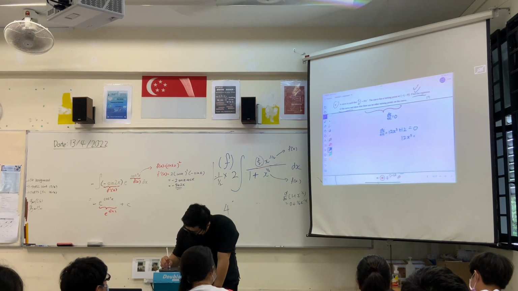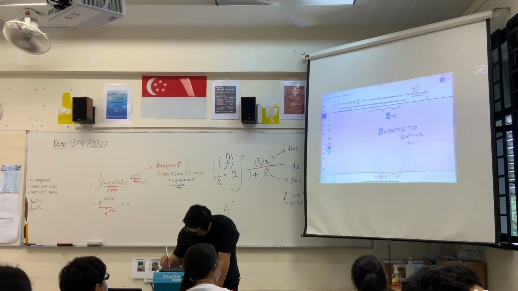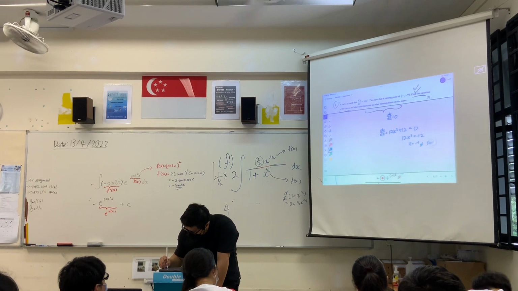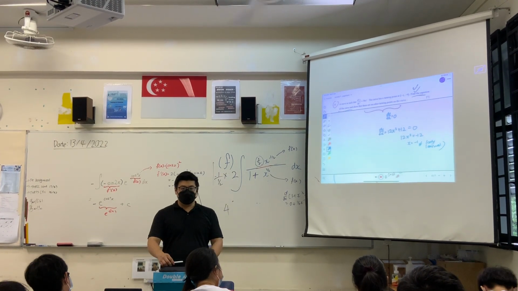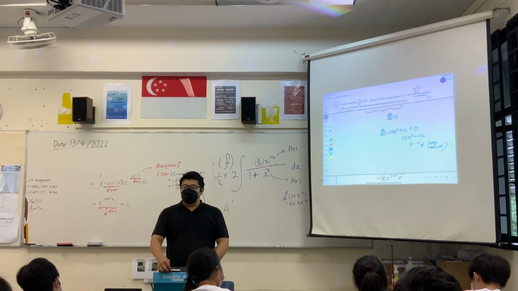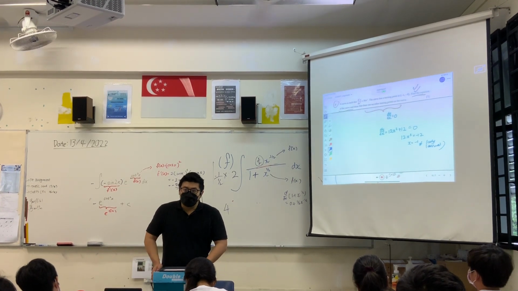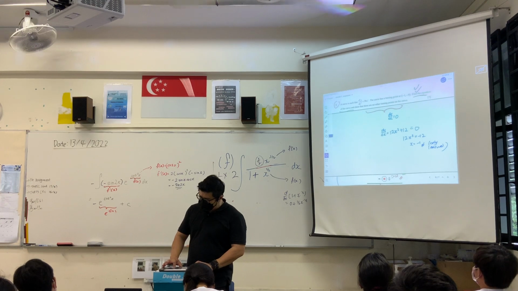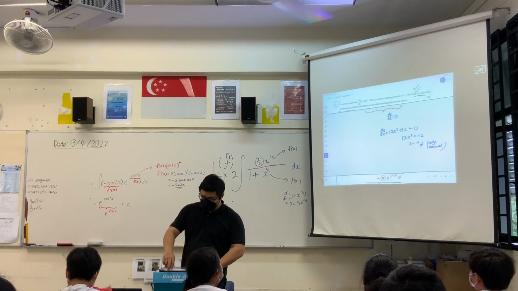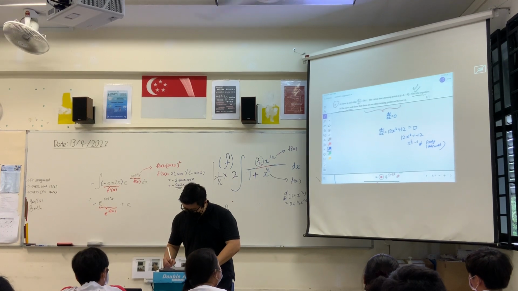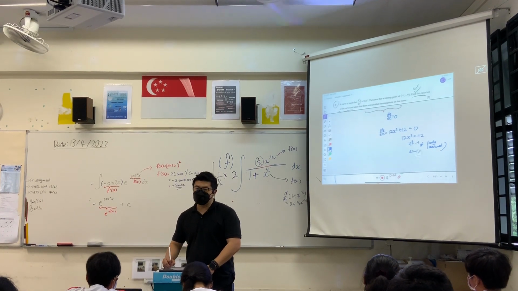Equate this to 0: x equals negative 1. Only one answer. This is the one and only answer, no more. Because if you divide by 12 on both sides, x cubed is negative 1. Therefore, x is negative 1.